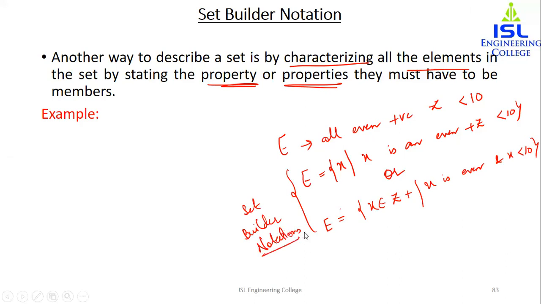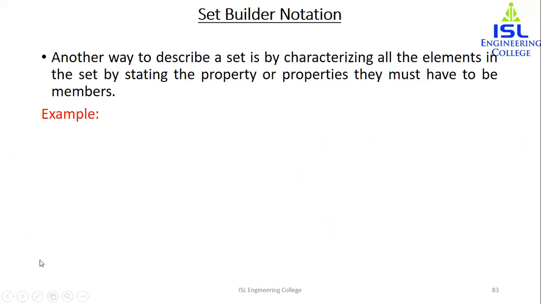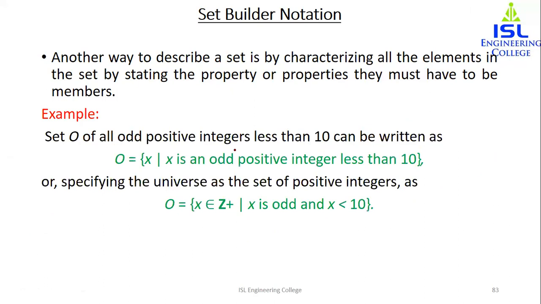Okay, these two notations are known as set builder notations. Another example is the set where, instead of even, we have odd positive integers, so the same kind of notation. And these are the notations used when we have a set which is larger than its normal size.